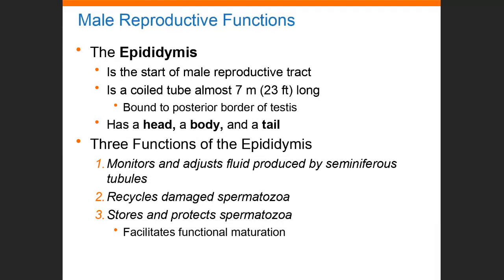Again, your epididymis: head, body, and tail, not head, neck, and tail. The neck goes with the sperm, all right? And again, it's long. It's 7 meters, 23 feet of tubing, okay? And in the epididymis, you recycle damaged spermatozoa, you store and protect spermatozoa, you put a lot of secretions in there that continue to push the maturation and the cell cycle of the sperm to become realized in a few days to weeks a swimming sperm that is capable of fertilizing an egg.